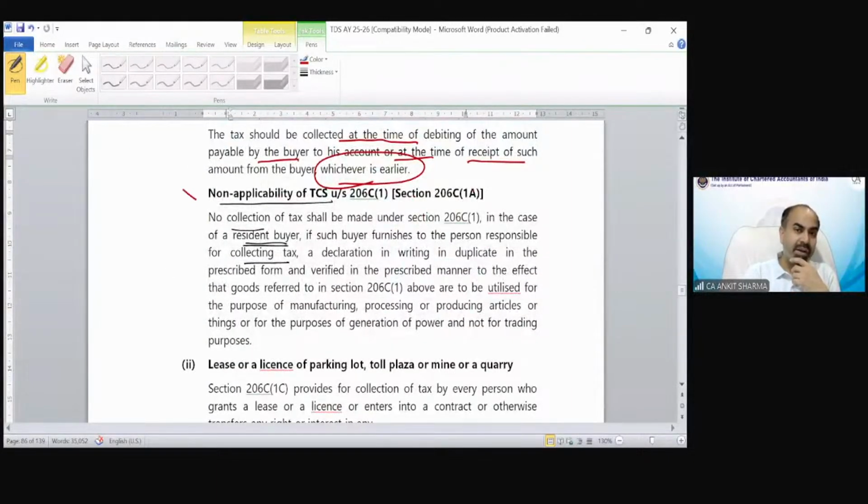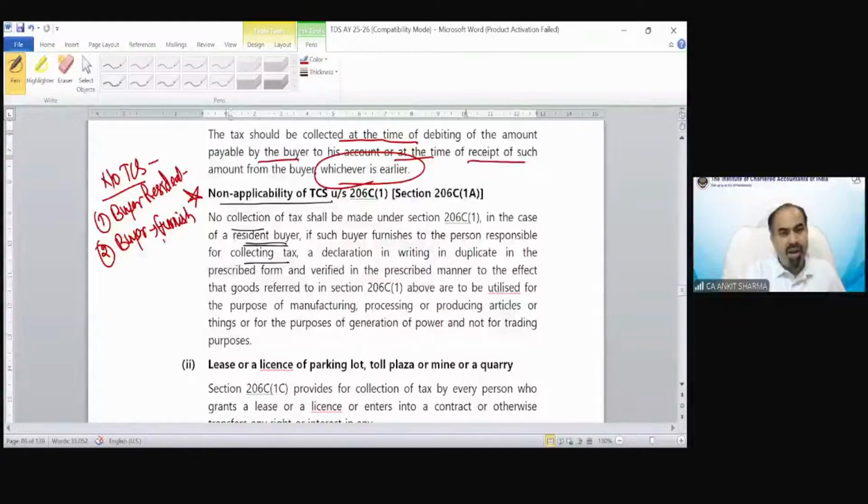Non-applicability is always important in all kinds of provisions. So non-applicabilities are like exceptions. Now the provision says no TCS would be applicable if the buyer is resident. You have to fulfill certain conditions. If the buyer is resident and the buyer furnishes to the seller an undertaking that these goods, whatever I am receiving as a tender, are going to be used for manufacturing purpose, not for trading purpose. That is going to be for manufacturing or generation of power.